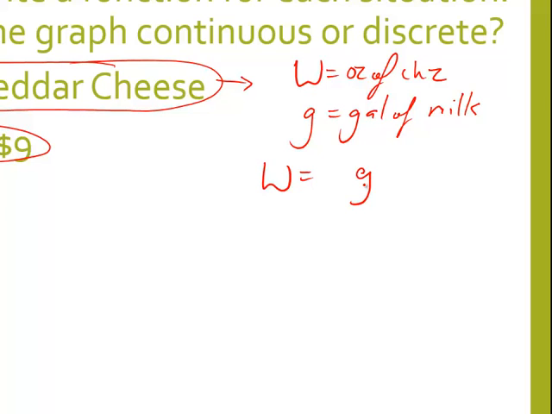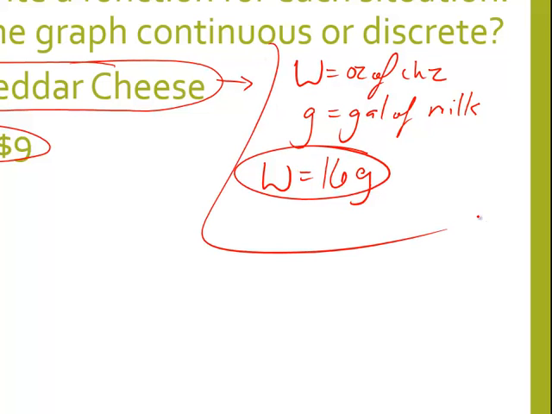How many ounces of cheese is made from 1 gallon of milk? 16, right? It says it right here, 16. So we're going to have W equals 16 times G. Because you have 1 gallon of milk times 16 gives you 16 ounces of cheese. If you have 2 gallons of milk, you'll do 2 times 16, which is 32 ounces of cheese. Okay, so this is our equation for this one. Now our next situation is the cheddar cheese wheel for $9.